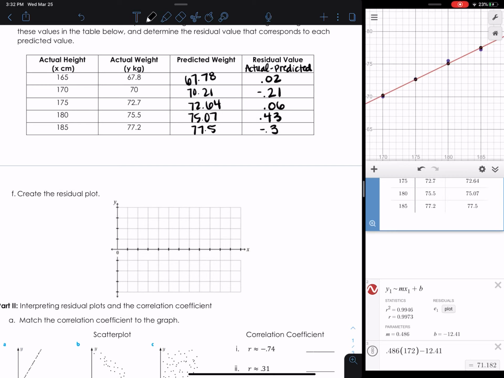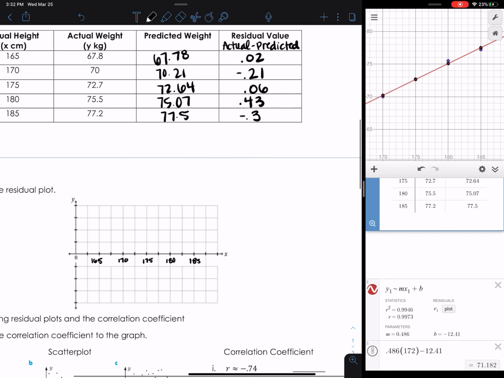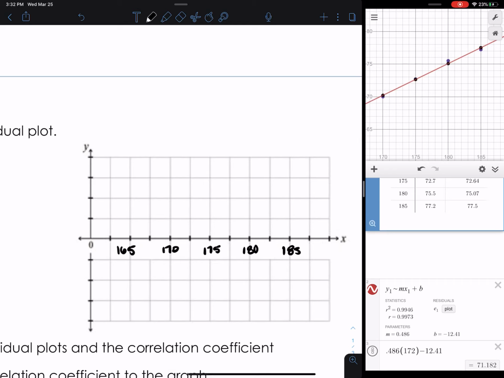So on the graph, it says to create the residual plot. I'm going to put our x values here: 165, 170, 175, 180, and 185. I'm going to space them out because we only have 5 and there's a lot of grid lines. And then our highest residual value is 0.43, so I'm just going to have this go up to 0.5 and down to negative 0.5, which means that halfway in between would be 0.25 and negative 0.25.